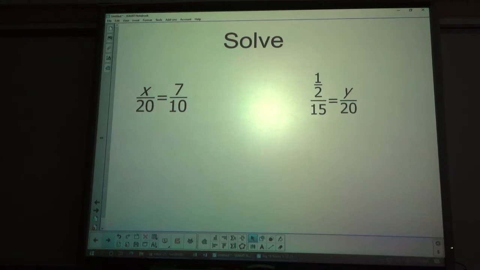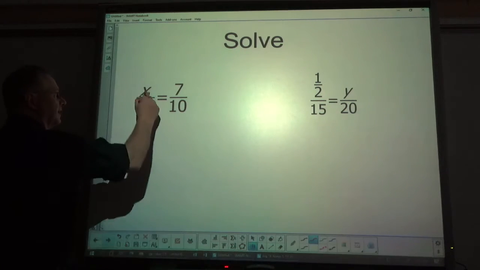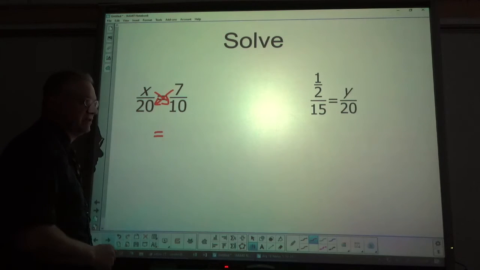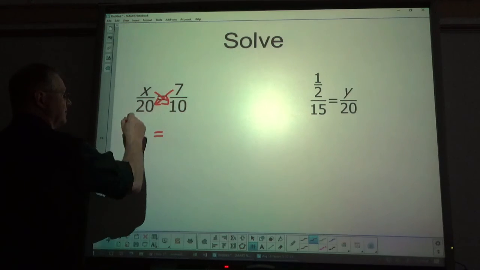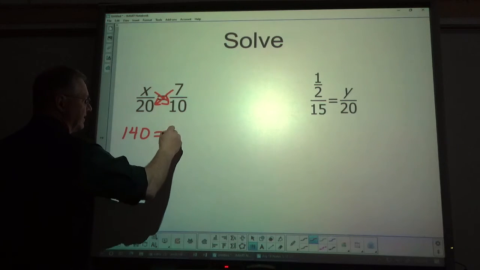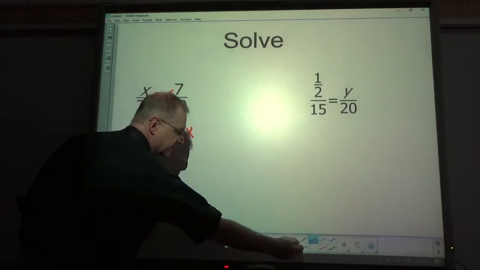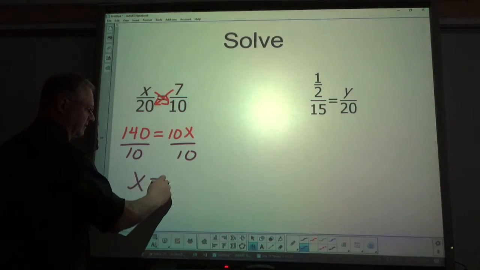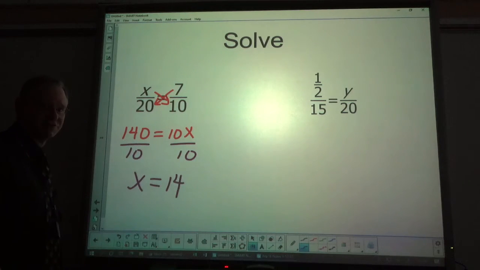And finally, we're going to figure out how to solve these. Cross multiplication once again. I'm multiplying diagonally down with equal signs in between them. 7 times 20 is 140. X times 10 is 10x. And then I just have to divide both sides by 10. X is 14. I've solved it.